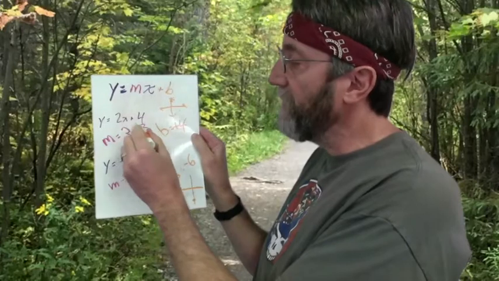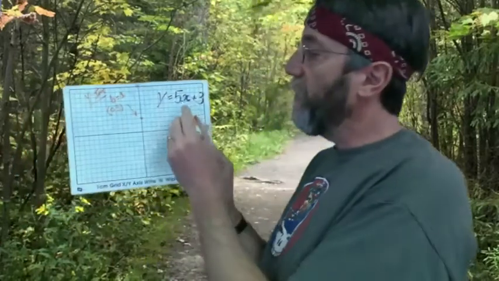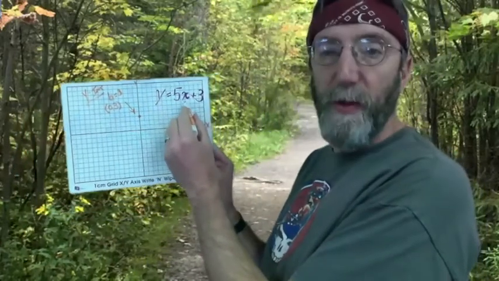Our slope tells us how we move, and the y-intercept tells us where it crosses that line. More about that, think about this line here. The equation y equals 5x plus 3.